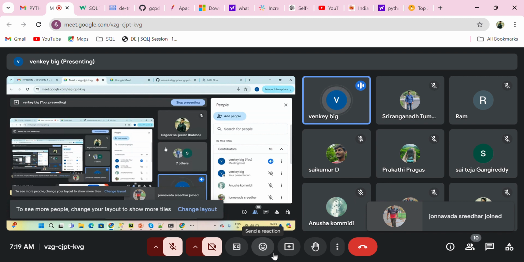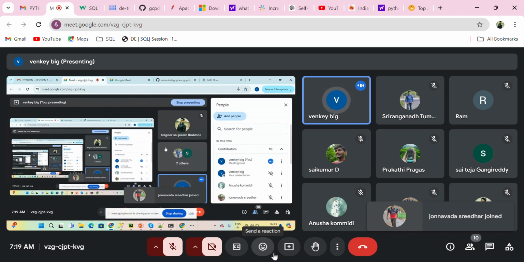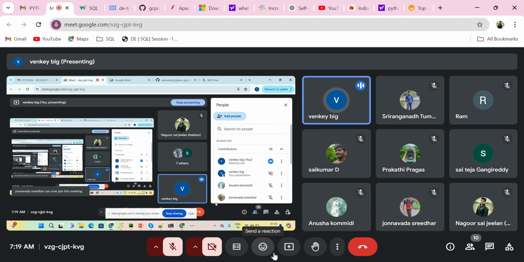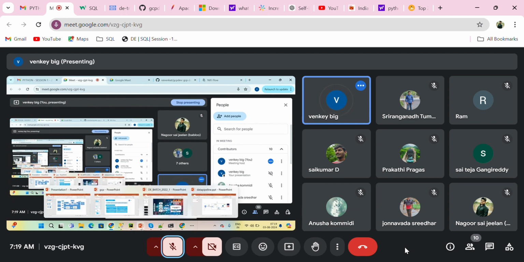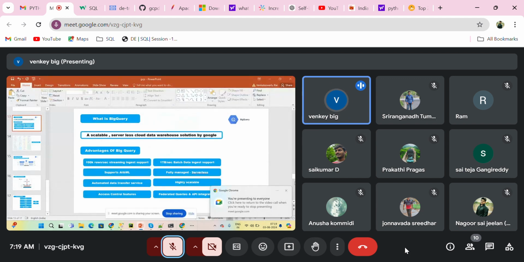Okay, so let's start today's session, guys, on BigQuery. In our previous session, we saw what data warehousing concepts are, why we need a data warehouse, what fact tables are, and what dimension tables are. We also saw a quick introduction to BigQuery, correct? So let us refresh what we have discussed about BigQuery.